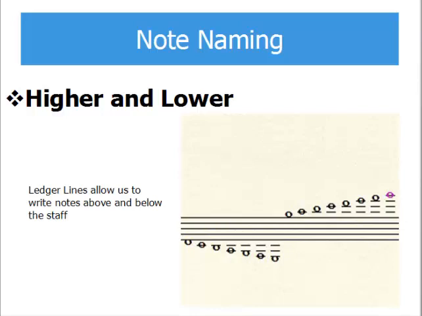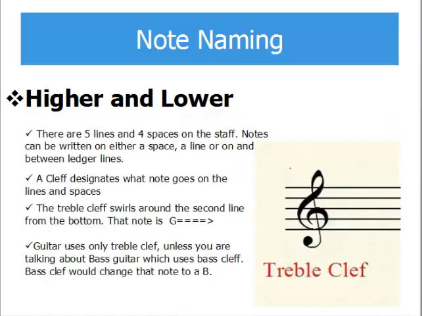We won't be delving really high in that realm of high notes. We will be going down to the lower section, as you see. The lowest ledger line is 3 ledger lines, and that note is E, which is the lowest note on the guitar. Now, there are 5 lines and 4 spaces on the staff.